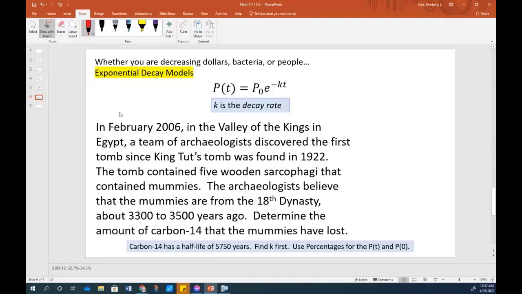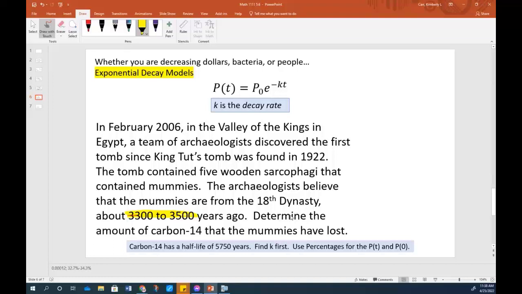So as we look at this, they tell us that they have found a tomb, and it contained 5 wooden sarcophagi that contained mummies. The archaeologists believe the mummies are from the 18th dynasty, which was 3,300 to 3,500 years ago. So we have 2 values for time here. And it says determine the amount of carbon-14 that the mummies have lost.